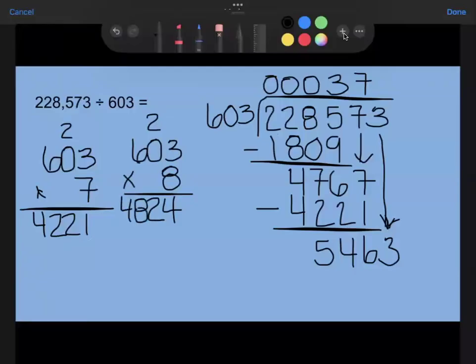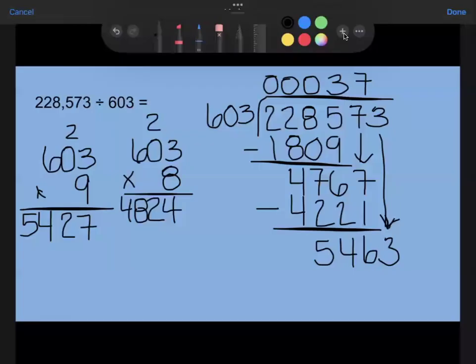We might be able to get even closer if we try 9. So I'm going to go ahead and for this one, erase the 7. And I'm going to do a 9 here. So 3 times 9 is 27. 0 times 9 is 0 plus 2 would be 2. And then 6 times 9 is 54. Oh, look how close we are. We are so very close.